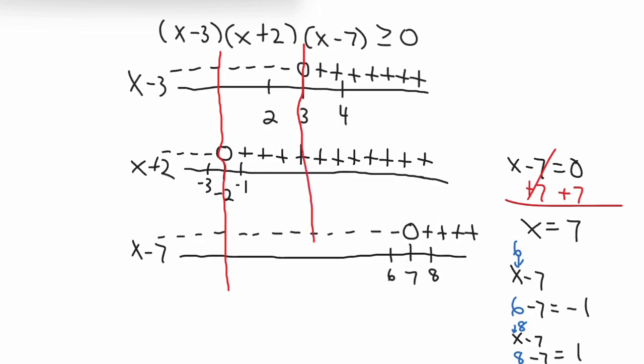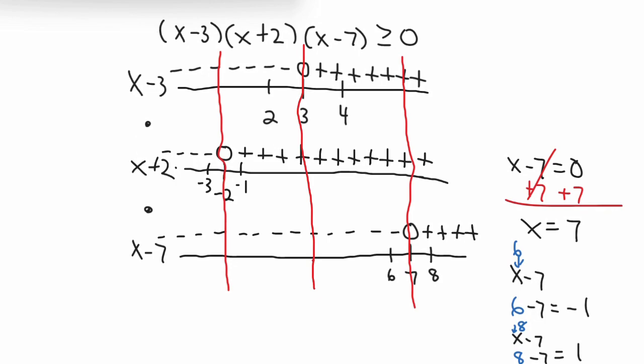Here's a 0 at 3. And we have a 0 here at 7. So we've got 1, 2, 3, 4 different sections here. If you look up here, these are all multiplied together. The factor x minus 3 times x plus 2 times x minus 7, that all multiplied together is greater than or equal to 0.